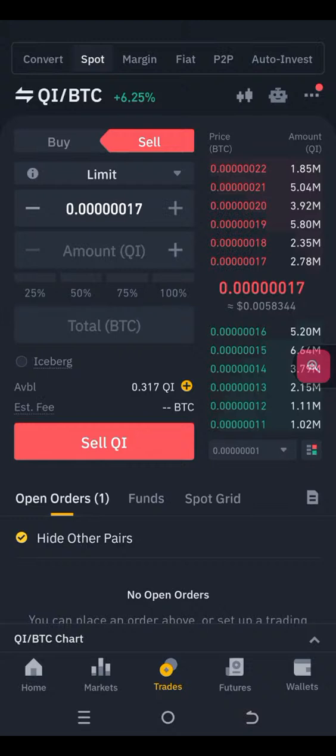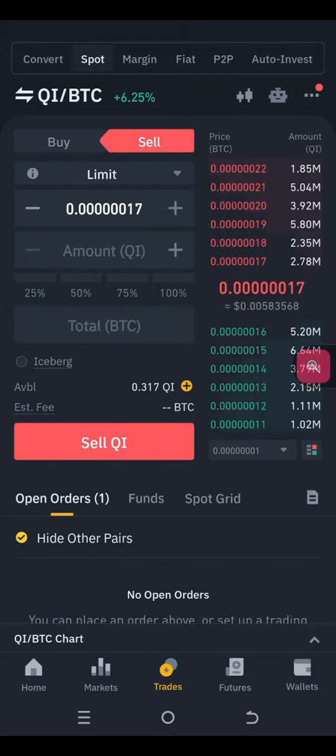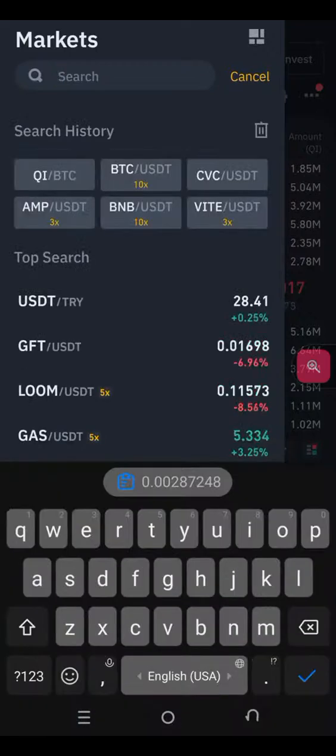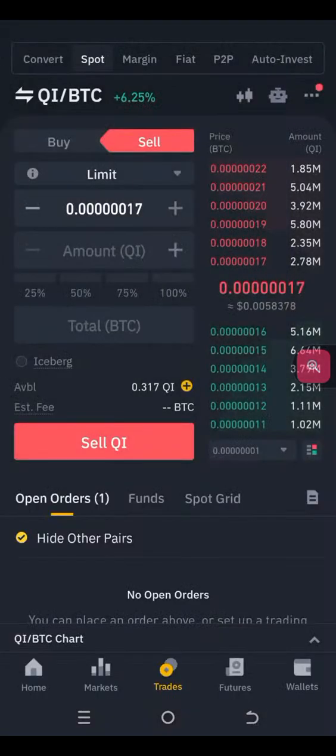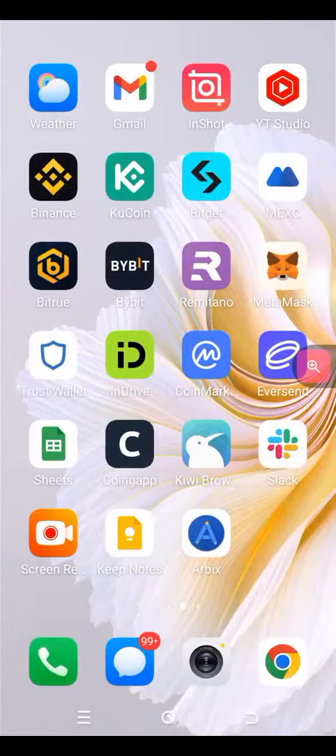Okay, so let's choose SCRT, because I just checked my instrument and I saw that it actually has some form of profit in it. So let's go and see what's going on in SCRT. So this is between SCRT BTC, really, in Binance, and SCRT in KuCoin. So let's go over to KuCoin, right?